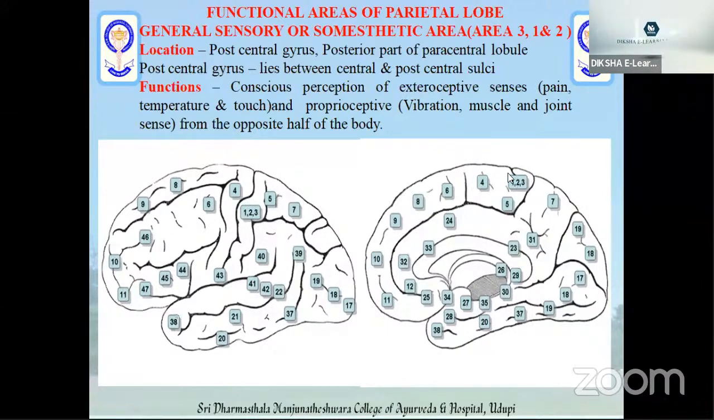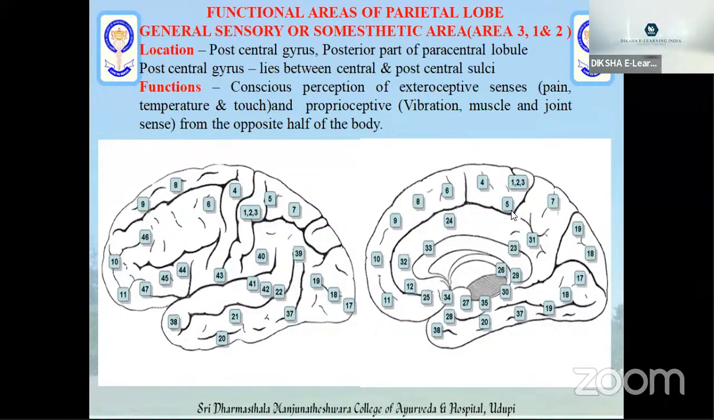See here, the posterior part of the paracentral lobule is located behind the central sulcus, area number 3, 1, 2 in the medial surface. You can see in the diagram, this is the medial surface of the cerebrum, and this is the superior lateral surface of the cerebrum. And in the medial aspect also, it is located. Now, what are the functions of it?